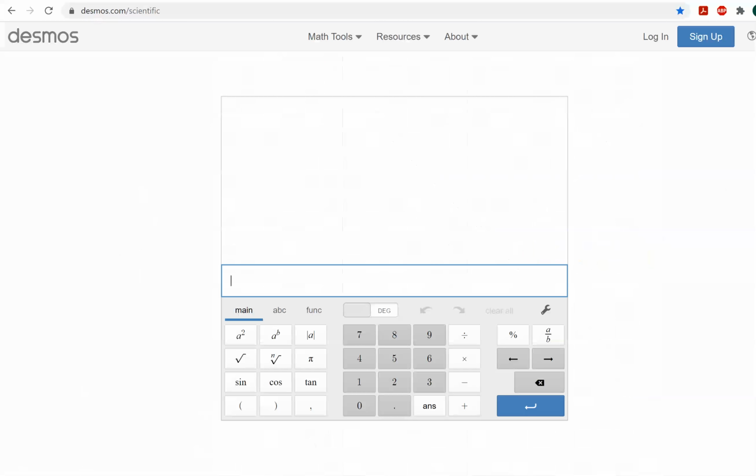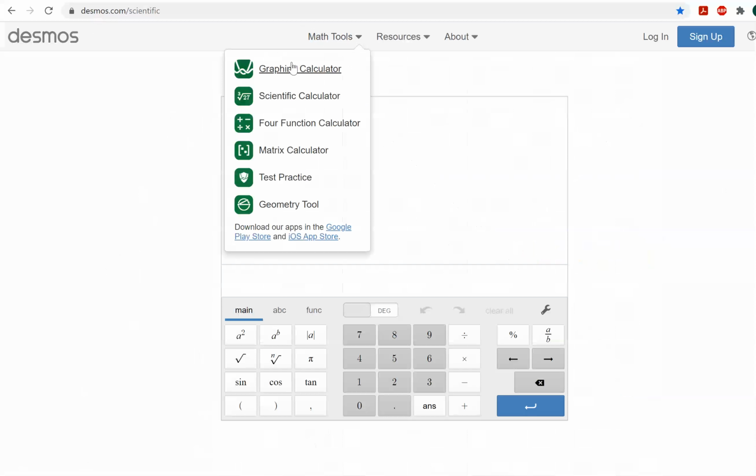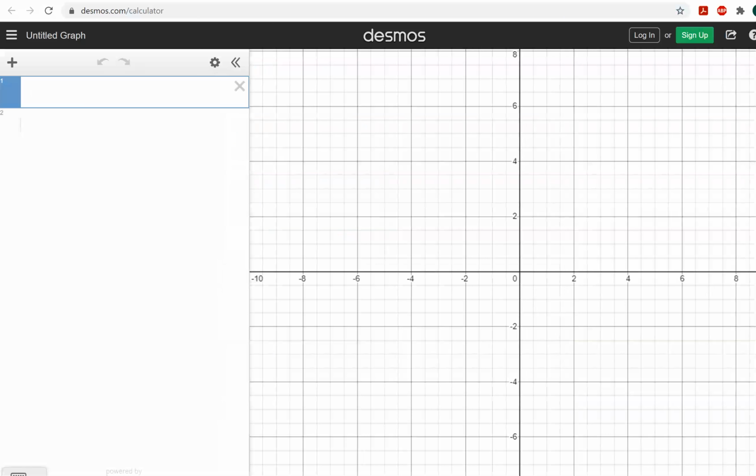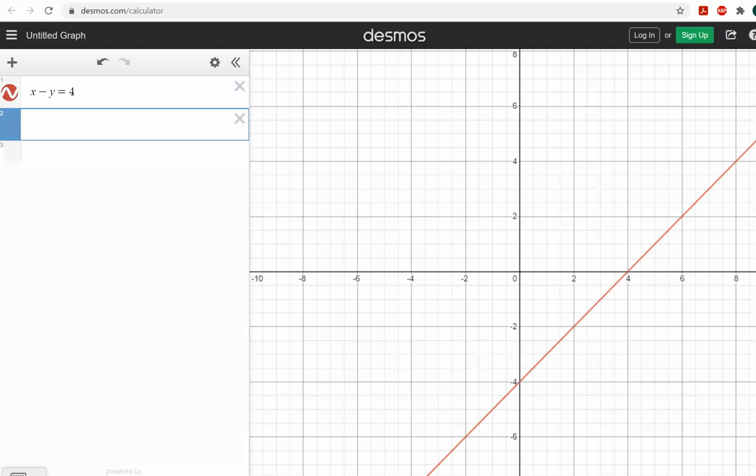So Desmos, we have the scientific calculator, but they also have a graphing calculator. So let's look at graphing within Desmos. And what I'm going to do is graph these two lines. So I'm going to do x minus y equals 4, and x plus y equals 3.